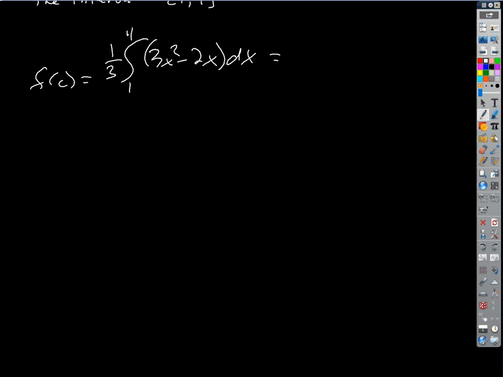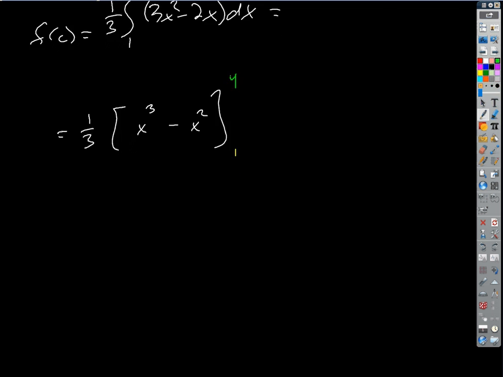What's the antiderivative of 3x squared? X cubed. Okay. Minus. Okay, but there's no plus c here, right, because we're doing a definite integral. So we're just going to evaluate this from 1 to 4, right? So we got some choices now, and we need a little practice with this stuff.